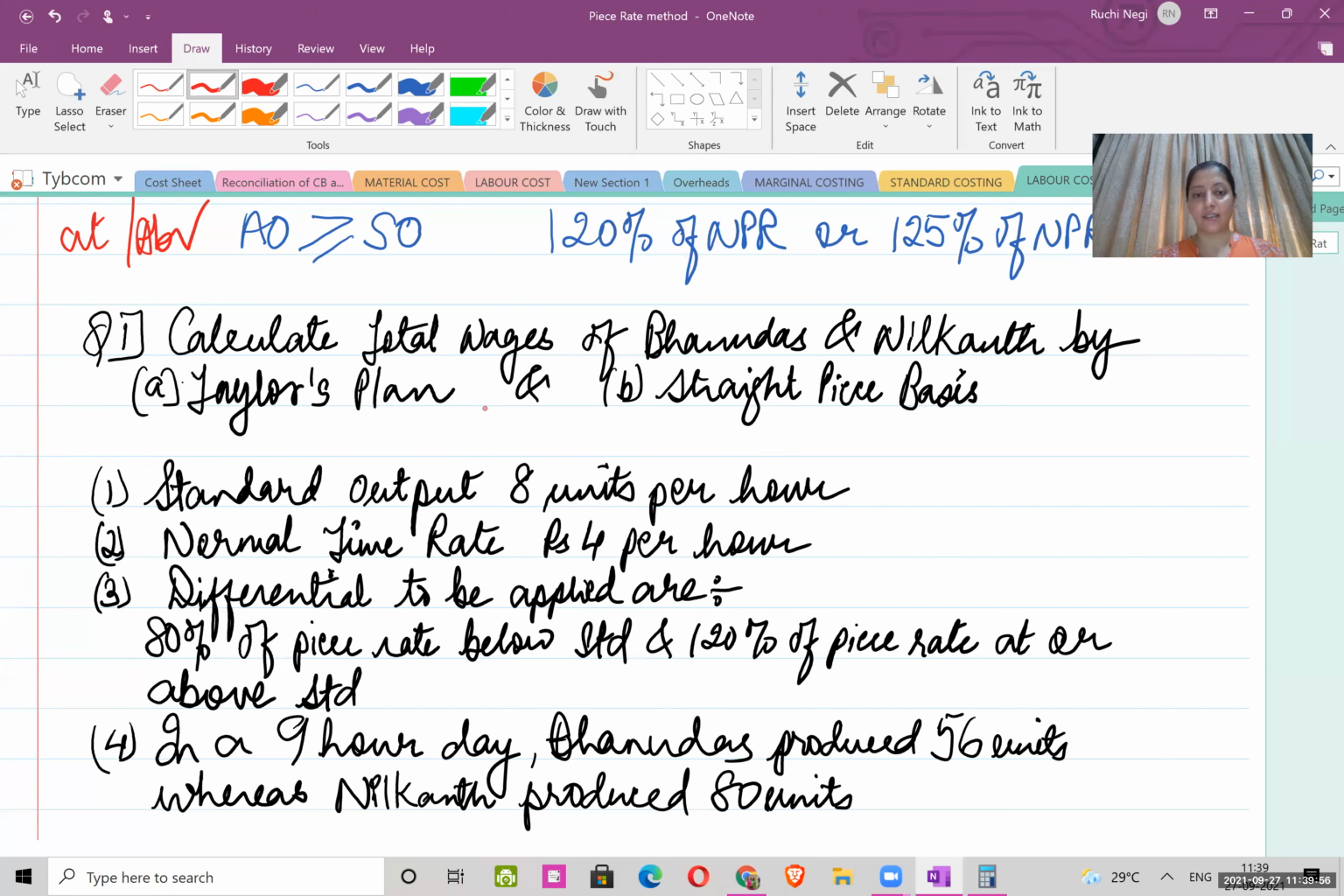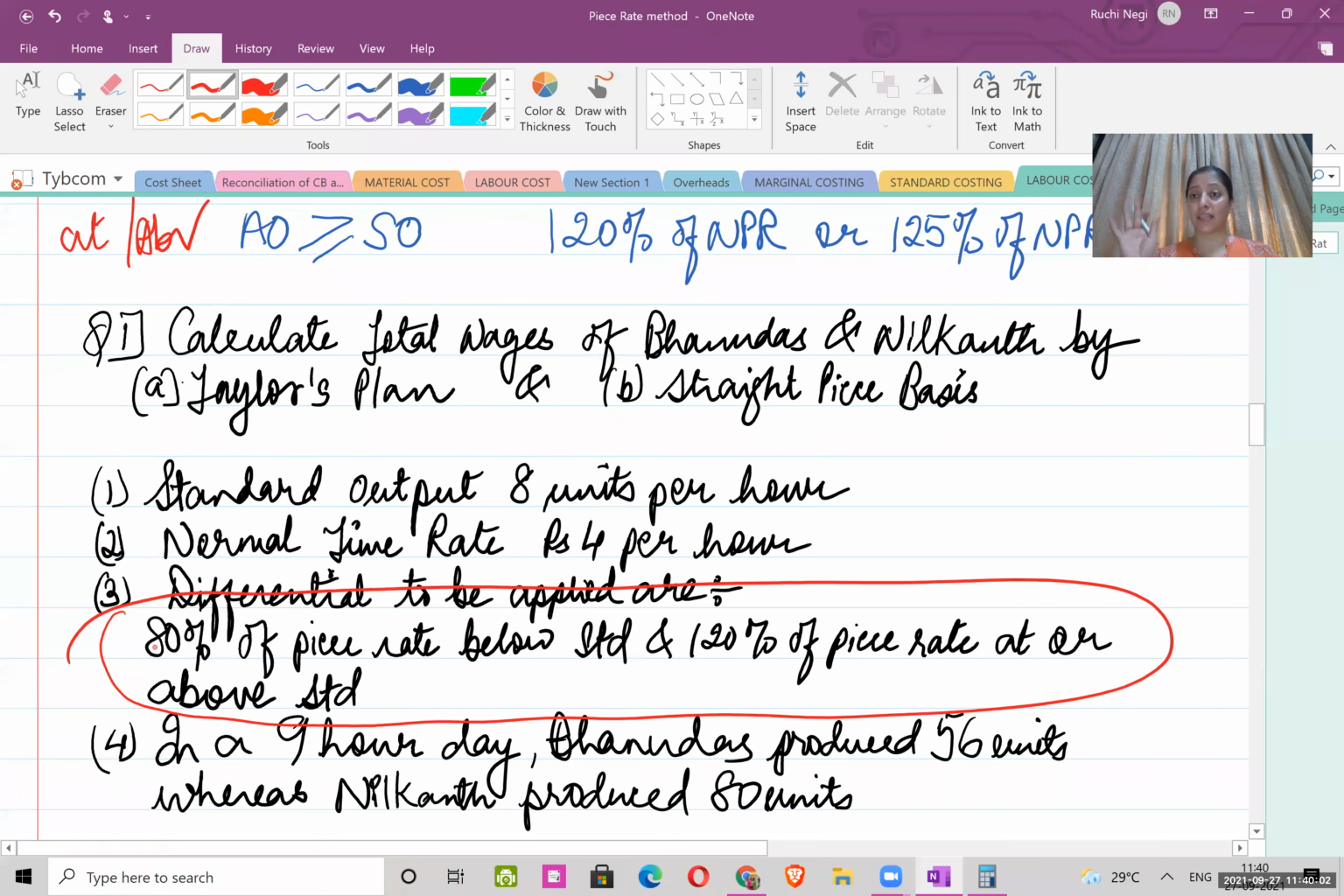Differentials to be applied. Okay. See, it is given here. They have told you what application of Taylor you have to do: 80% of NPR and 120% of NPR when it is at or above standards, and 80% when it is below standards. Okay.